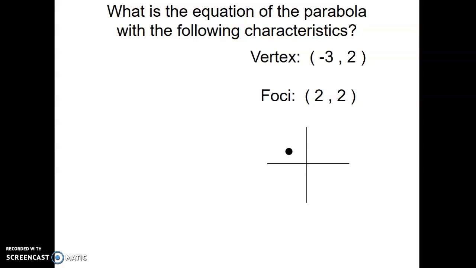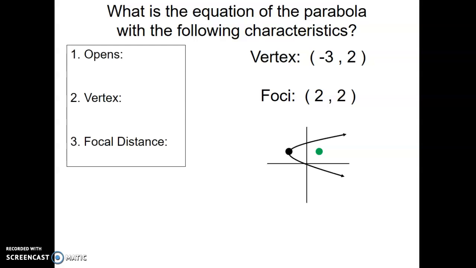Your focal point is at (2, 2), right there. So what does that tell us? It tells us a lot of things. It gives us a visual representation of what's going on with the graph, and it tells us that the graph is going to the right, because the focal point should be inside the curve of your parabola. If you know that the graph is going to the right, you know it's going to be a y-squared graph, so you can start building your equation.